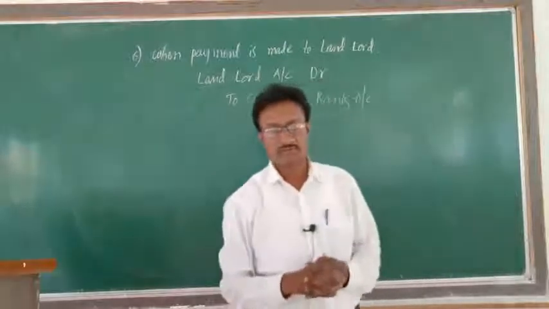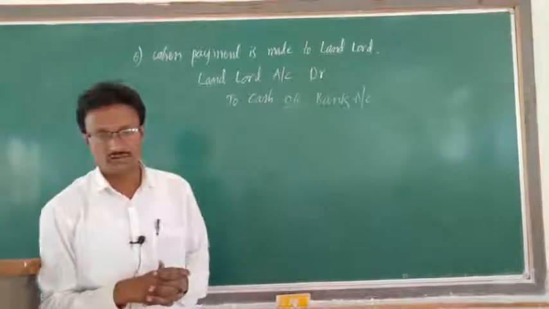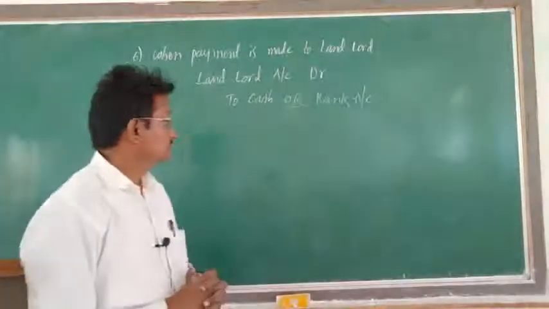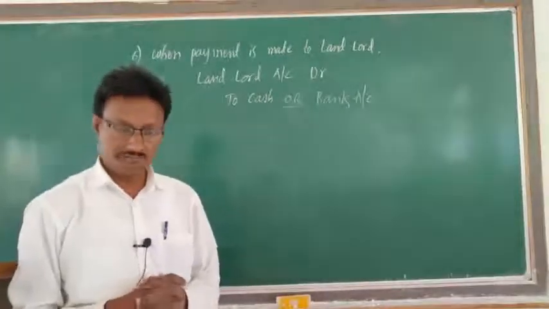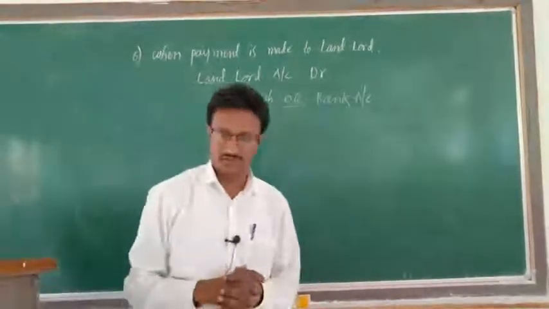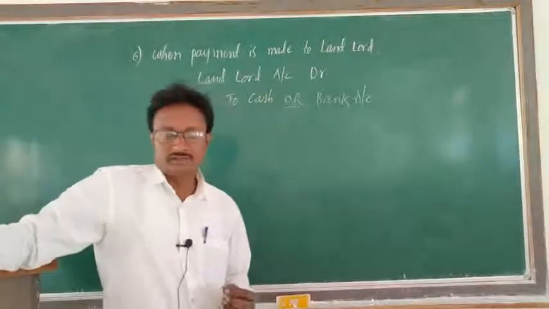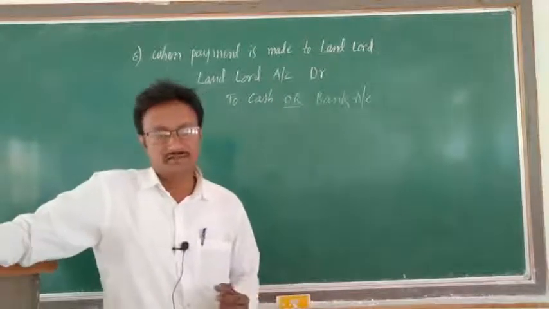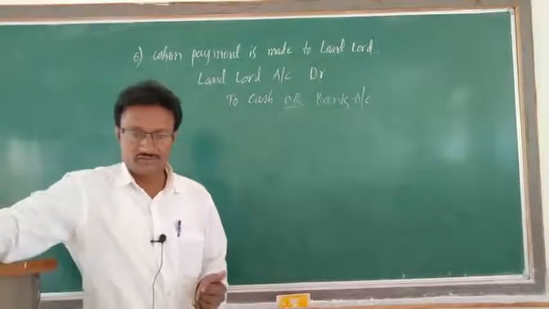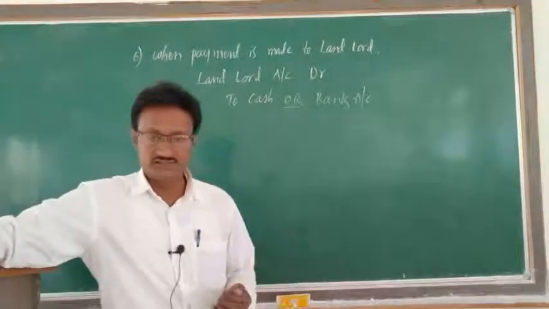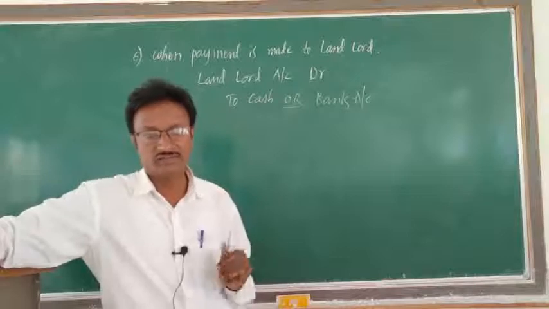So, when payment is made to landlord, the landlord is the receiver, so debit the receiver, and cash goes out of the business, so cash account is credited. Credit what goes out, so cash account is credited.